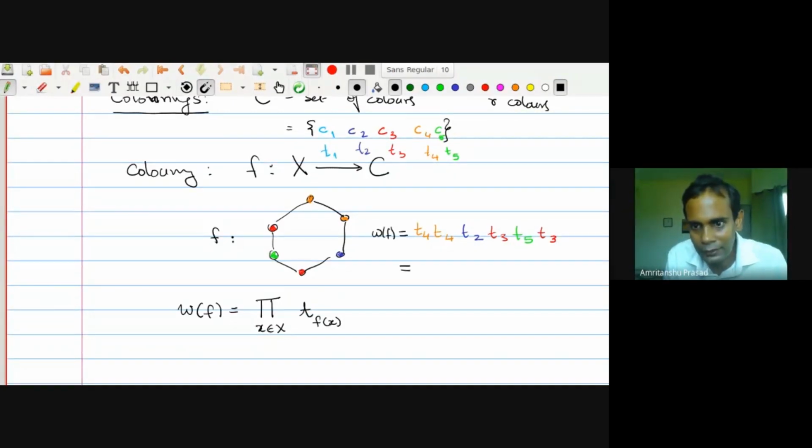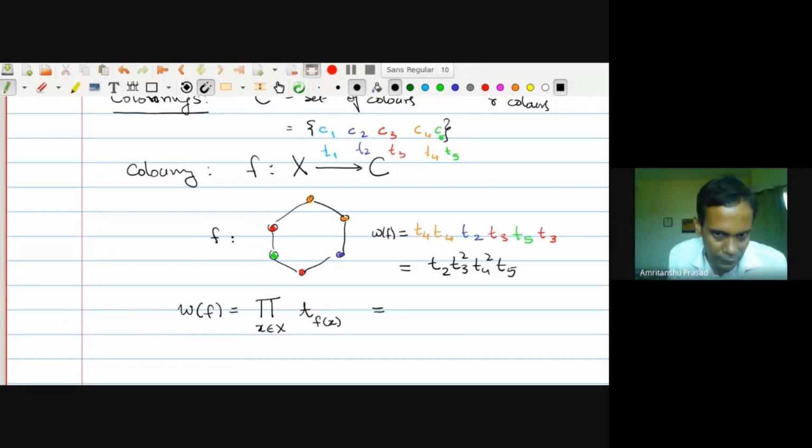But I can just write this as T2, T3 squared, T4 squared, T5. Okay, so this is the weight of this coloring. So the variable Ti is raised to the power the number of elements of X which have the ith color.